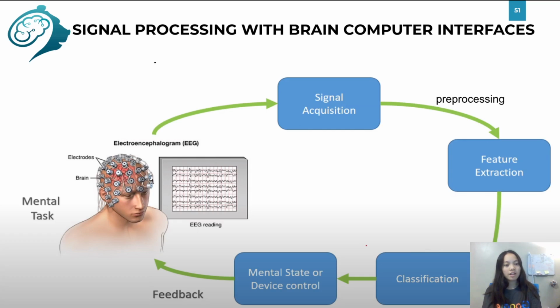So this kind of classification requires machine learning tools such as SVMs, neural networks, and all other algorithms you want to use in order to identify the mental state. So this device control can give us feedback for designing various neurotechnology applications.